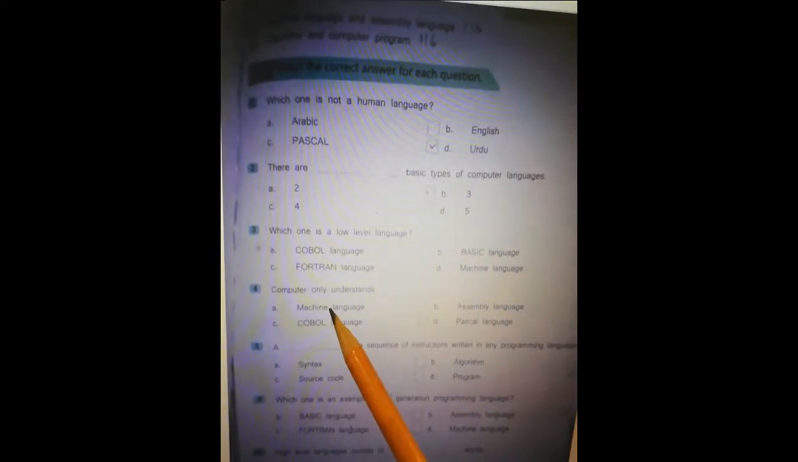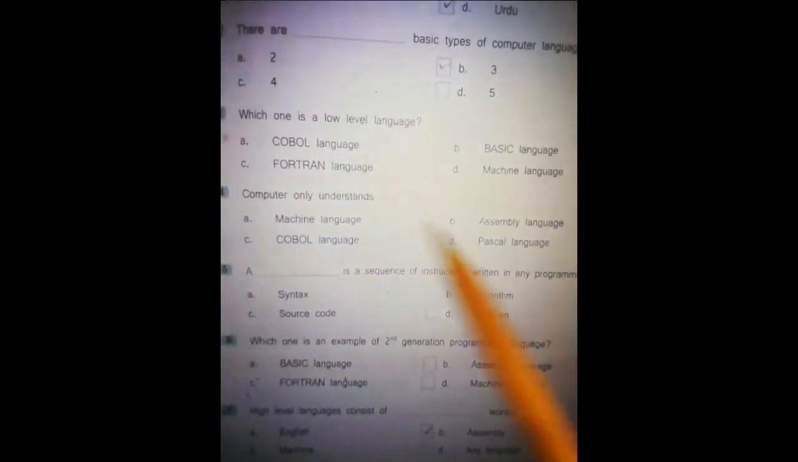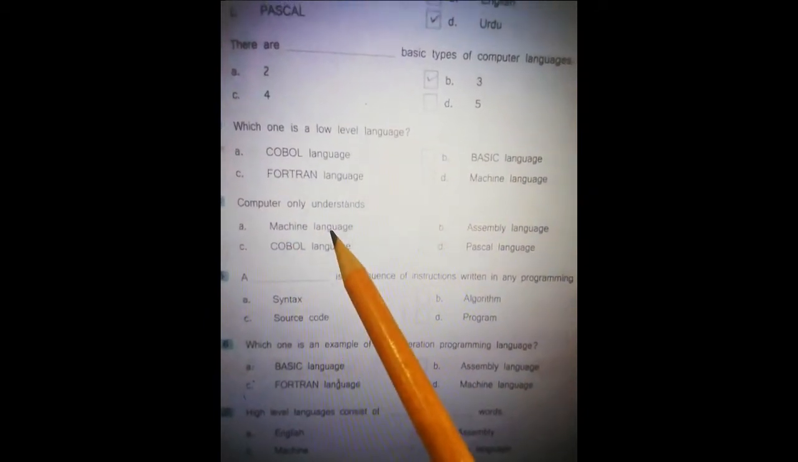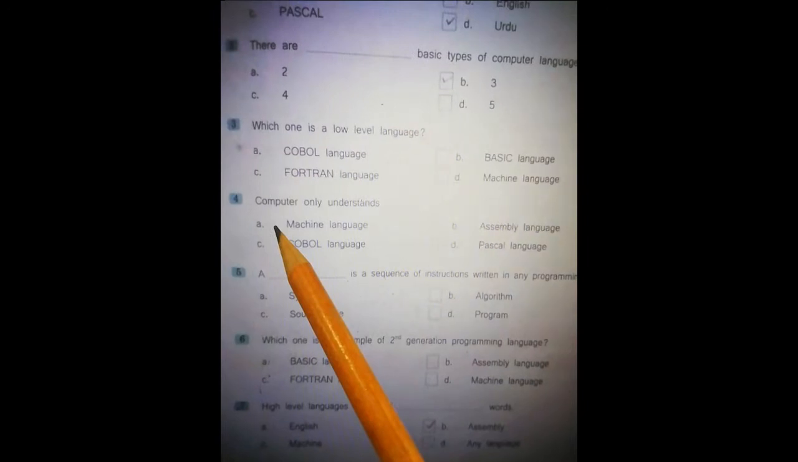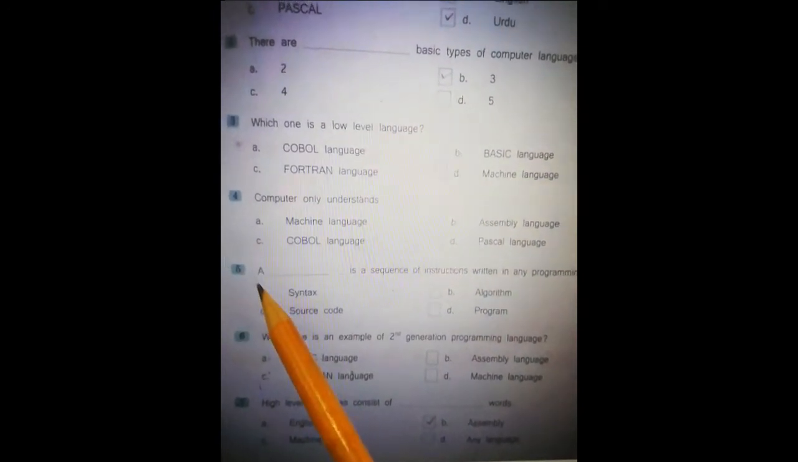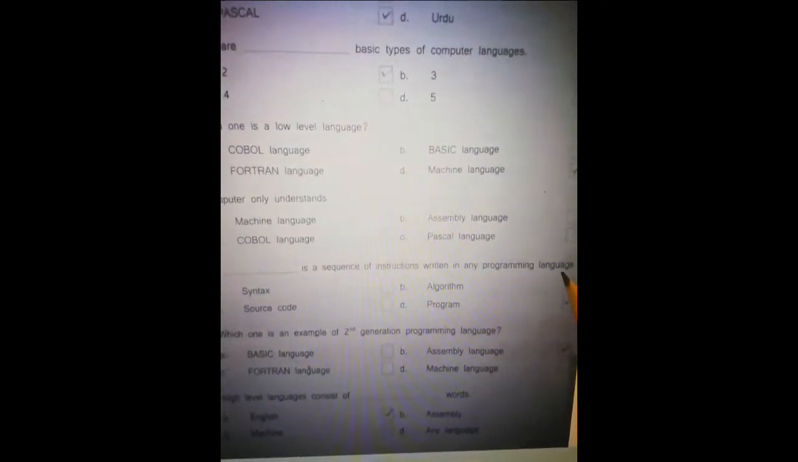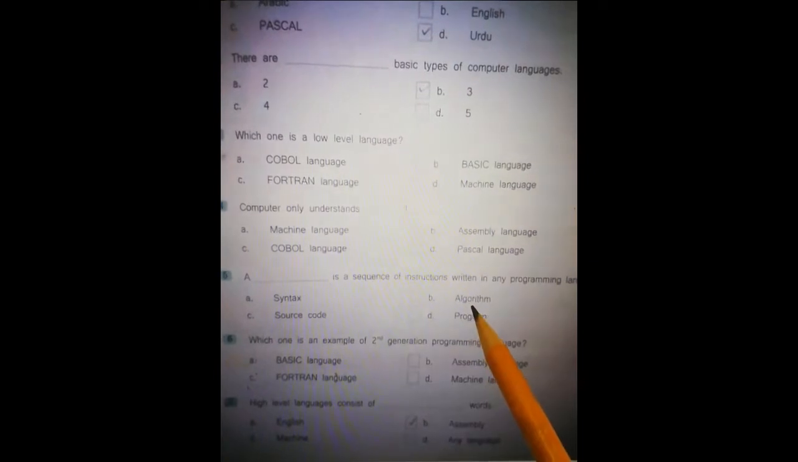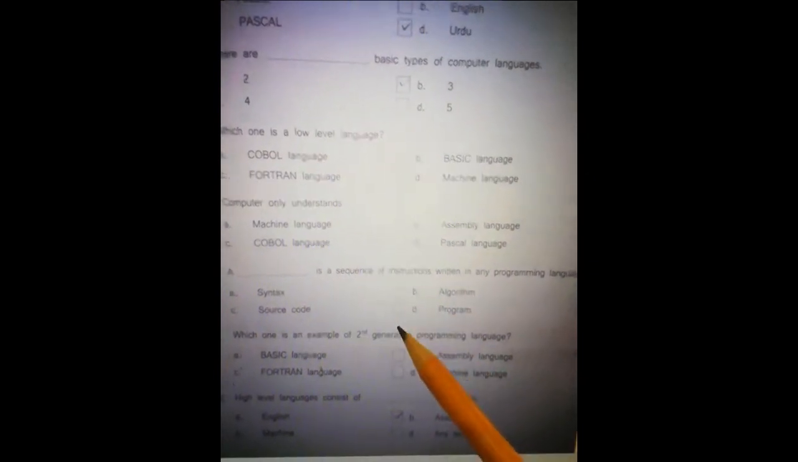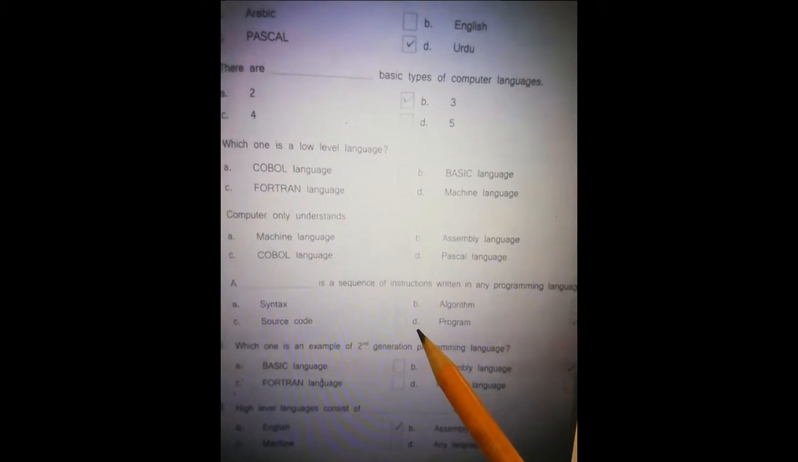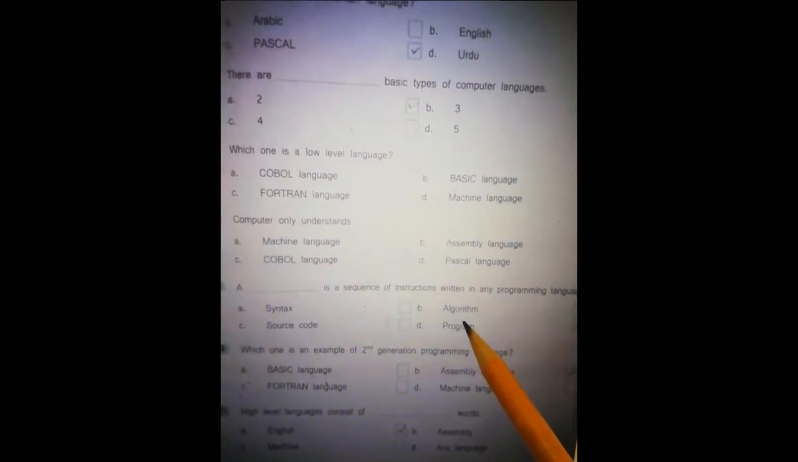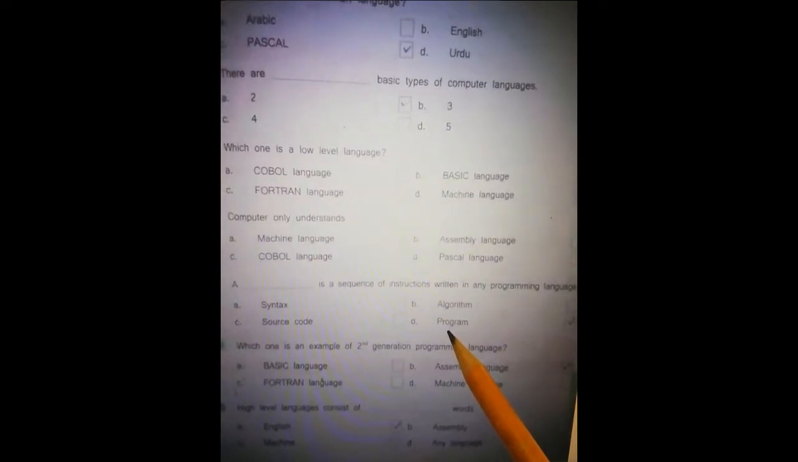Number 4, computer only understands machine language, assembly language, COBOL language, Pascal language. Computer only understands machine language. So the correct option is A. Number 5, a dash is a sequence of instructions written in any programming language. Syntax, algorithm, source code, program. The correct option is D. Program. Program is a sequence of instructions written in any programming language.